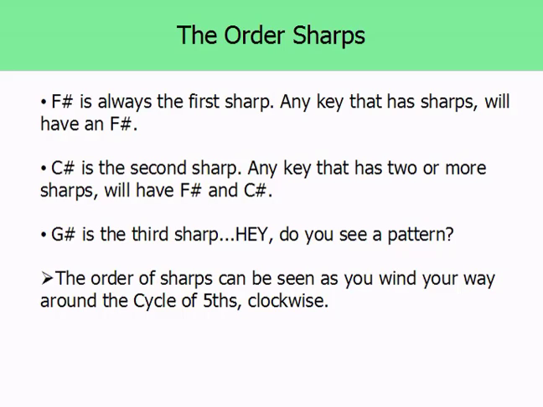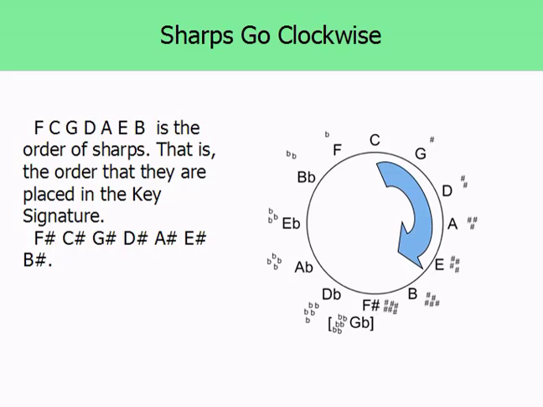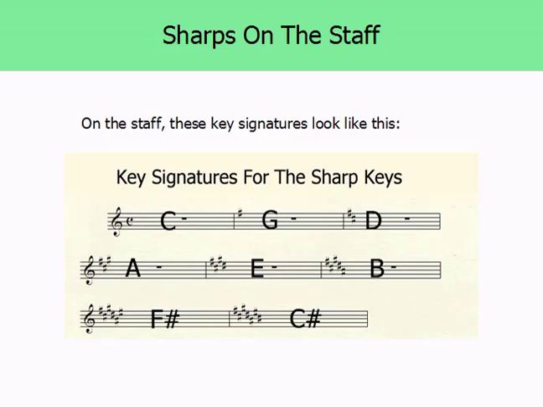Now, the question is, which sharps does E have? Well, we already figured that out. The order of sharps can be seen as you wind your way around the cycle of fifths clockwise. F, C, G, D, A, E, B. That's the order that they're placed in the key signature. F sharp, then C sharp, then G sharp, then D sharp, A sharp, E sharp, B sharp.